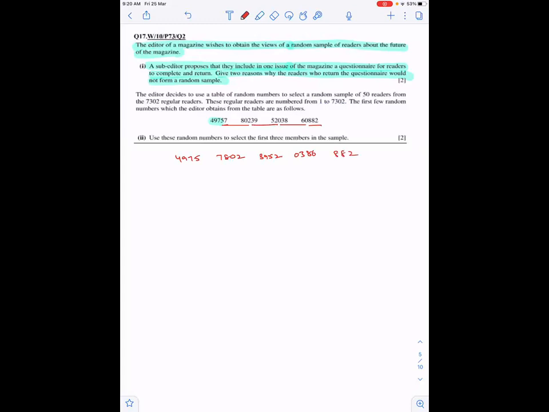Is there any repetition which you're supposed to look at? Is there a number which is going beyond this 7,302? Yes, this is going beyond. So you just have to leave this. So you have to select the first 3 random numbers. So you can select these 3. Okay? Get rid of this also. Do you understand, son? Yes.